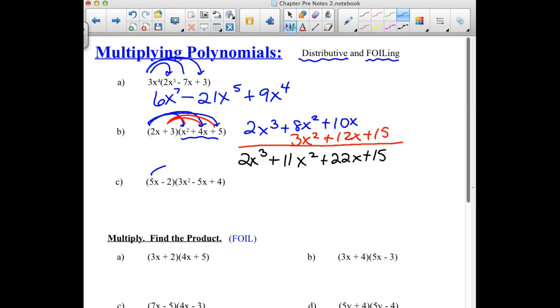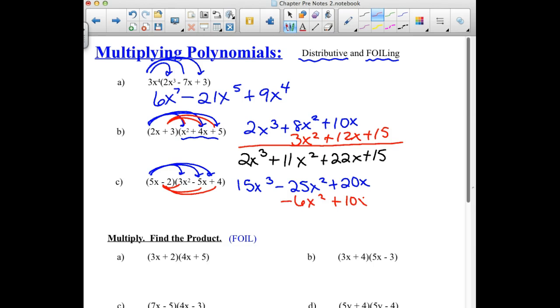All right, multiplying our 5x to each piece gives us 15x cubed minus 25x squared plus 20x. Distributing our negative 2 to each piece gives us negative 6x squared plus 10x minus 8. And combining all of our like terms, we end up with 15x cubed minus 31x squared plus 30x minus 8.